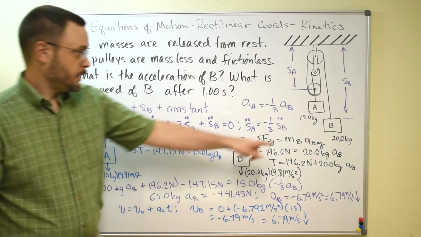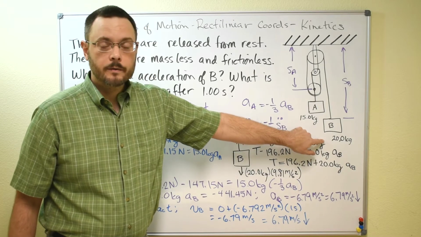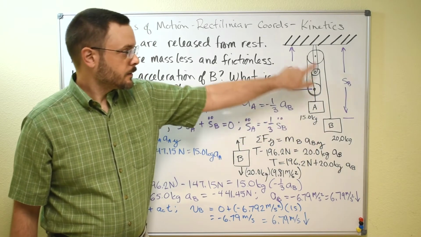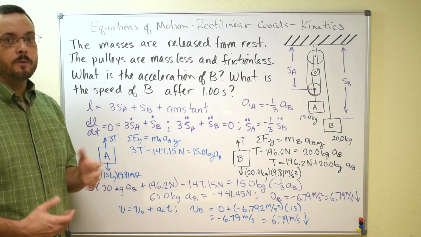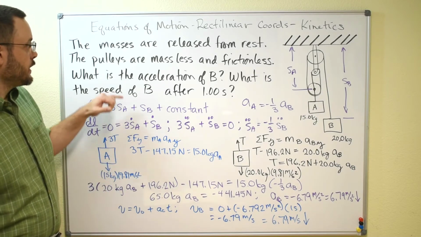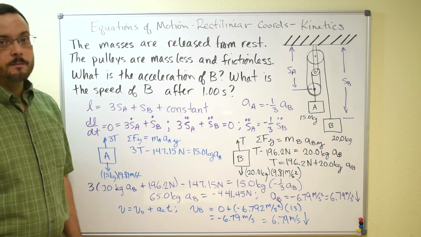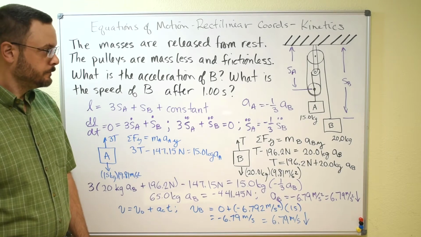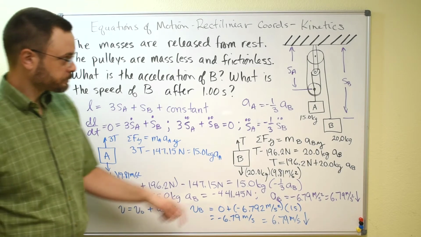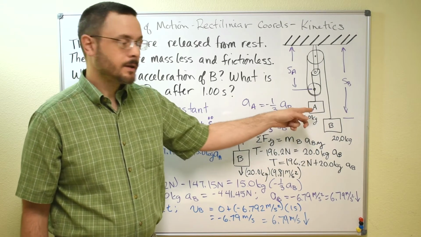So we have a 15 kilogram mass at A and a 20 kilogram mass at B, connected through this pulley arrangement. It's initially at rest and then we're releasing it. So we want to find out the acceleration of mass B and then also the speed of mass B after 1 second of motion. So we'll need to relate the motions of A and B together.